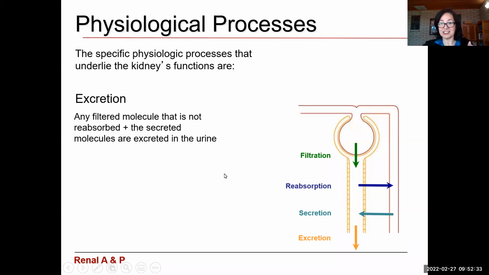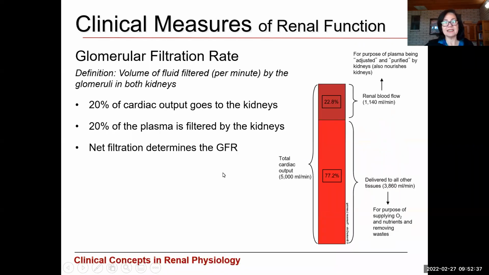That is kidney function. All right, now let's talk a little bit about how we assess normal kidney function. There's got to be a way to tell how somebody's kidneys are working. And so one of the clinical measures that we use is something called the glomerular filtration rate.